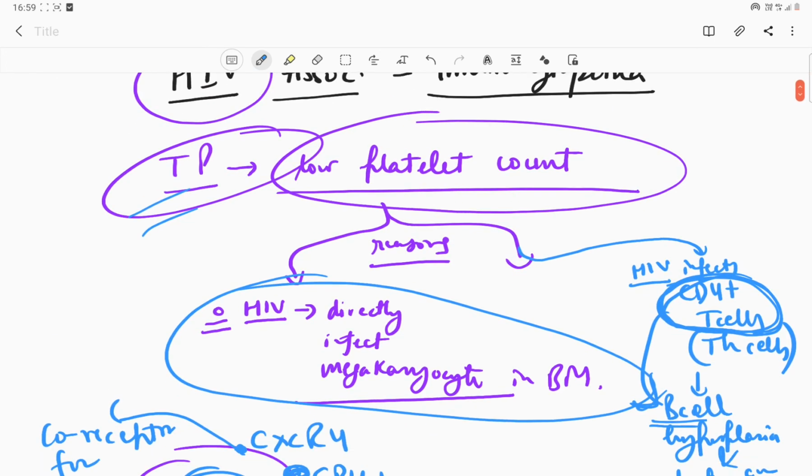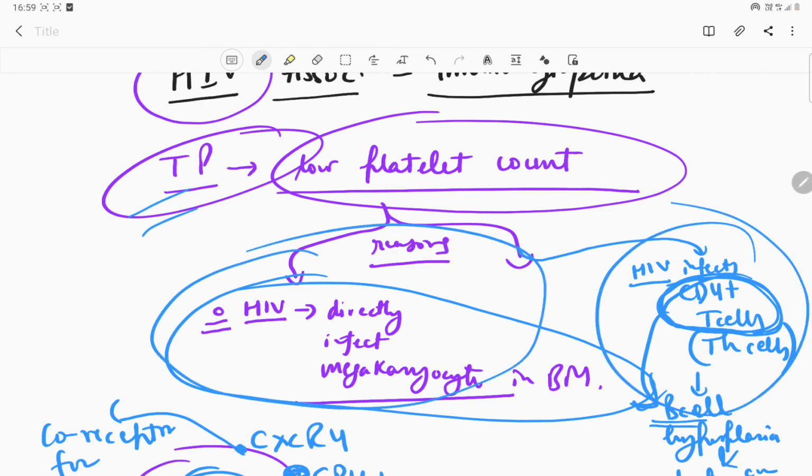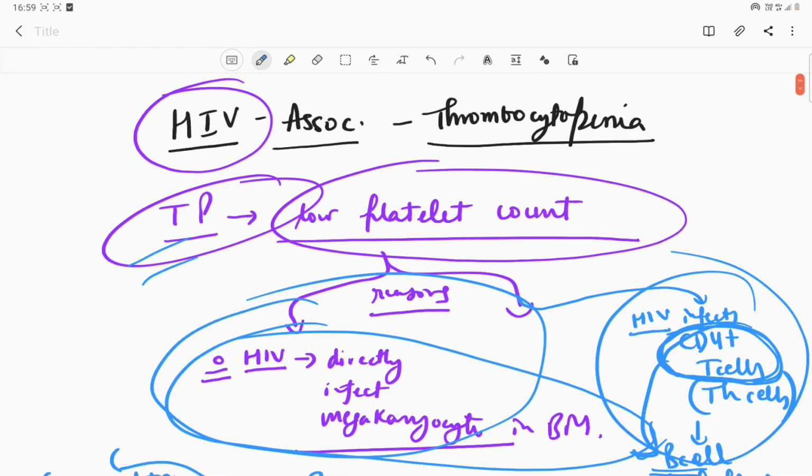So these two mechanisms, autoantibodies and direct infection of megakaryocyte, are the main mechanisms due to which HIV causes thrombocytopenia as its main hematologic abnormality.